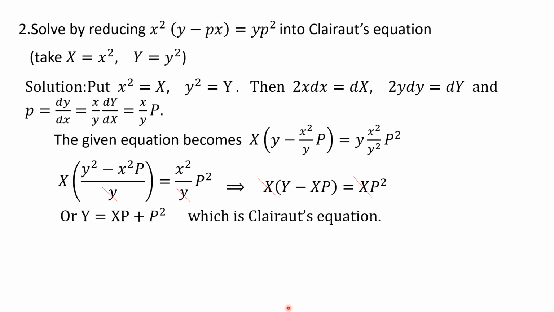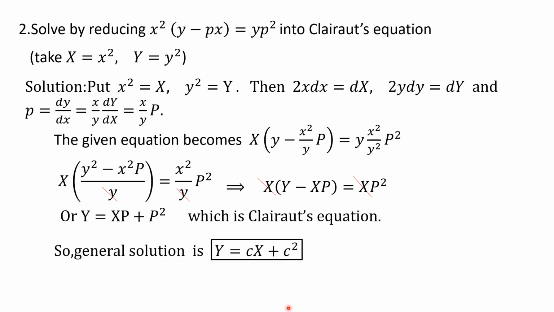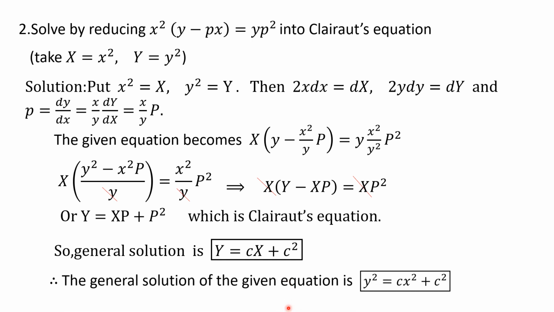Clearly it is a Clairaut's equation. So the general solution is y equal to xc plus c square, and the required general solution, that is the general solution of the given equation, is y square. Here we have to resubstitute, y square is equal to cx square plus c square. So don't stop here. This is the general solution of the reduced equation, but I want the general solution of the given equation. So we have to resubstitute again. Correct? So that gives the required general solution. Shall we move on to the next?